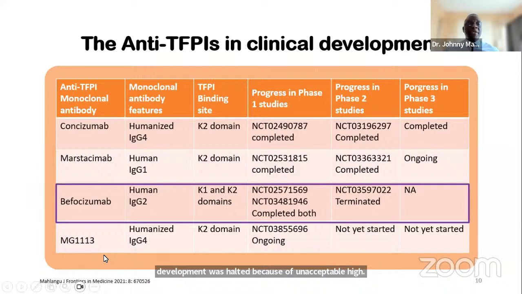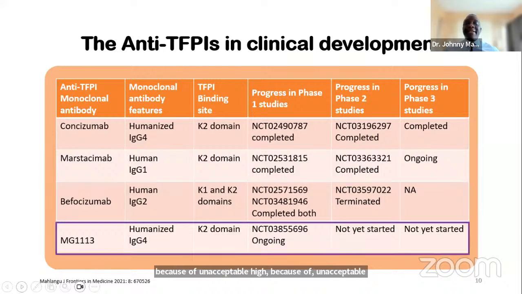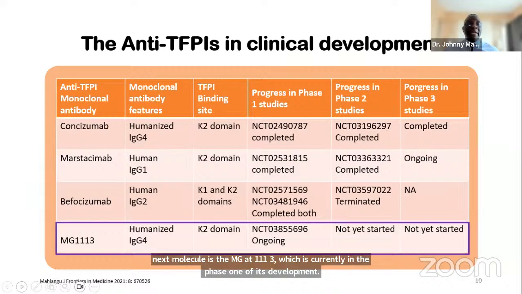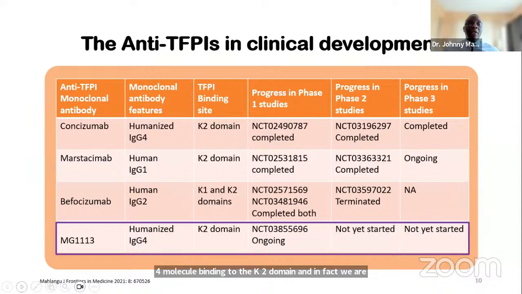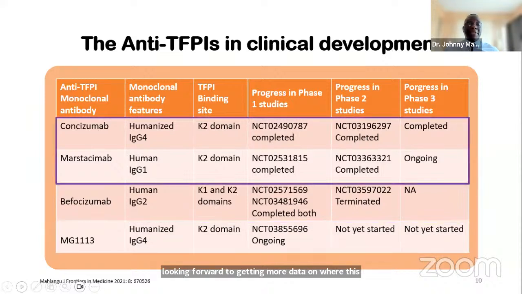The next molecule is MG1113, which is currently in phase 1 of its development. It is a humanized IgG4 molecule binding to the K2 domain. And in fact, we are looking forward to getting more data on where this development is going to progress.